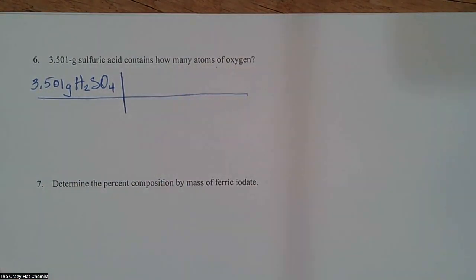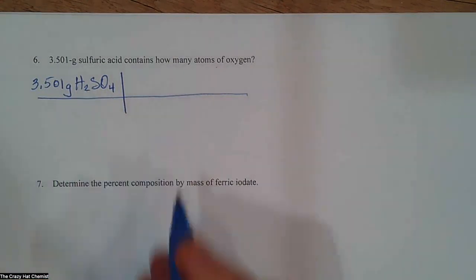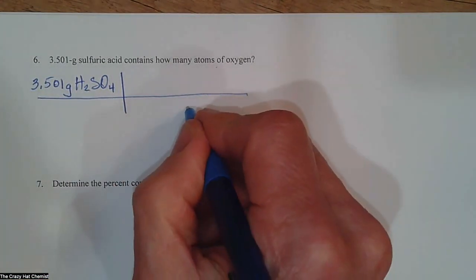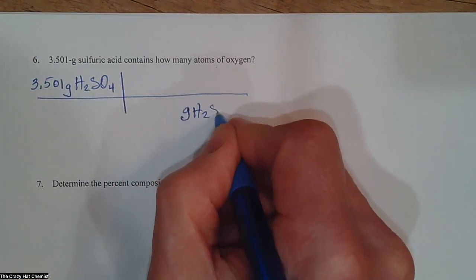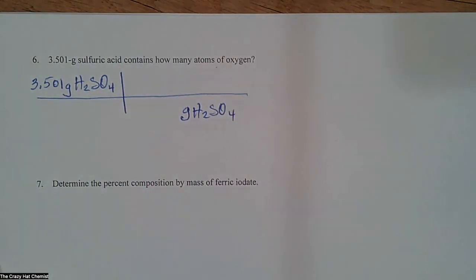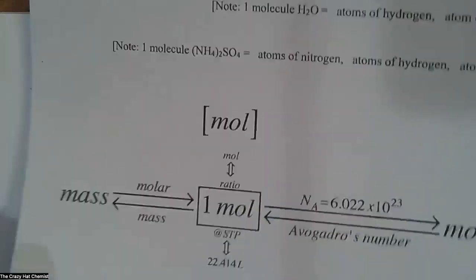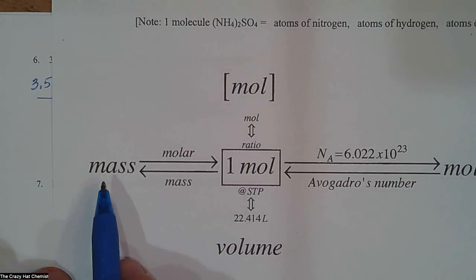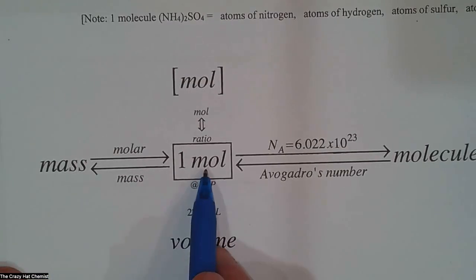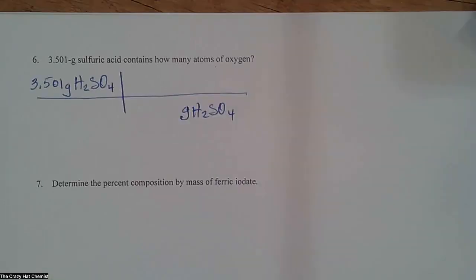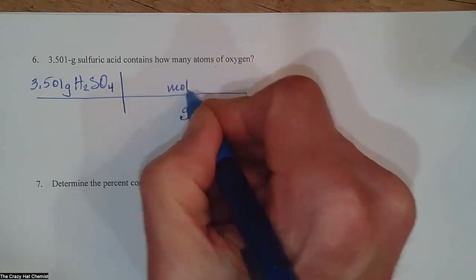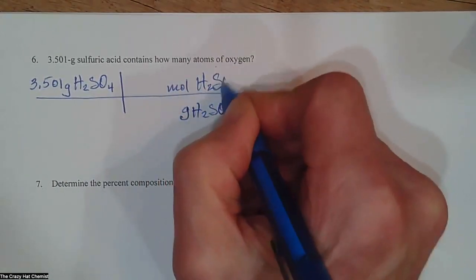Okay, we're going to continue this here. We have grams of H2SO4 in the numerator, therefore we must have grams of H2SO4 in the denominator. Okay, and I'm going to pull out a new flow chart here. So we got grams, which is a mass, and we're going to go from grams to moles. This tells me the units in the numerator, which is moles. So this is going to be moles of the same formula, H2SO4.